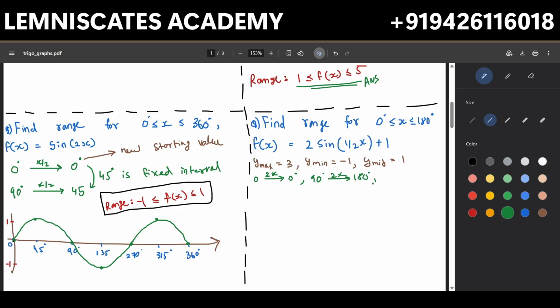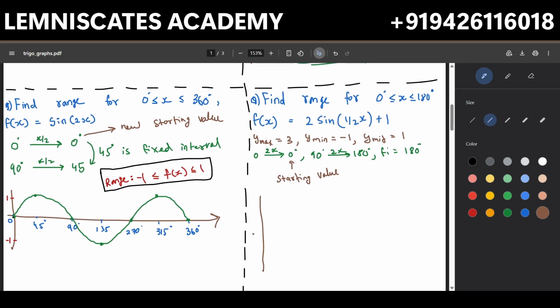So the fixed interval is 180 degrees. That is what we understood. And this is your starting value. Let me write it properly. Starting value. Okay, FI means fixed interval that I've written over here. So I'm going to sketch the graph from 0 all the way up to 180 degrees. And there is only a gap of 180 degrees, so there are only two values that I need to show.